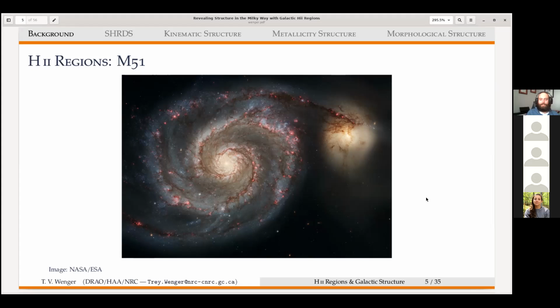So this is a visible light picture of M51, and in red is the H alpha emission, which you can just see with your eye is concentrated mostly in the spiral arms, with a few interarm H2 regions for sure. But the biggest, the brightest, and the most of the H2 regions are concentrated in the spiral arms. And so you can use H2 regions to delineate spiral structure in these galaxies. And the goal is that if we can find all of the Milky Way's H2 regions, then we could do this in the Milky Way as well.